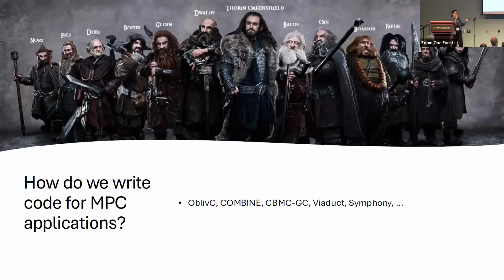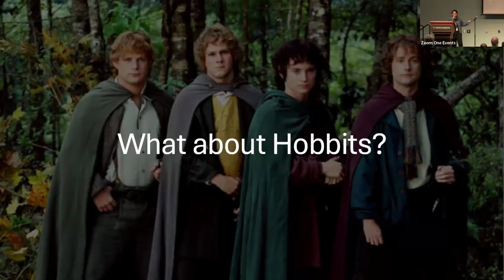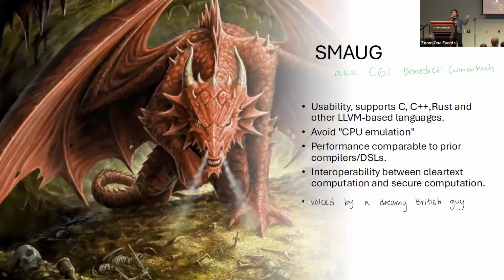But there are a lot of people who are like the hobbits, and there's nothing for them. They can't write code for MPC. So Smog comes here, helps. With the help of LLVM, Smog allows them to write programs in C, C++, or any other LLVM based language. So basically, you just write code like you would for general purpose computing and tell what is private and what's not private. And Smog will compile it for you, add multi-party computation to it, and also let the parts which are supposed to be public be public.